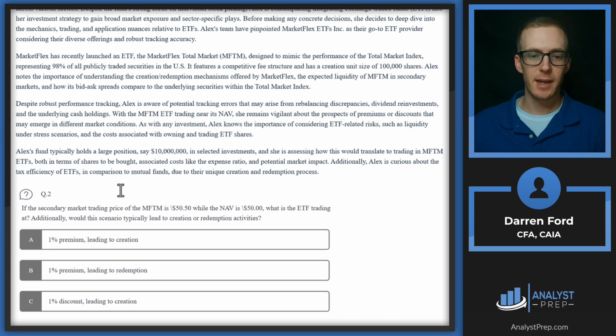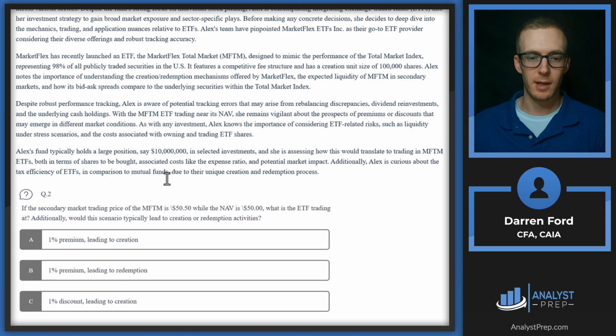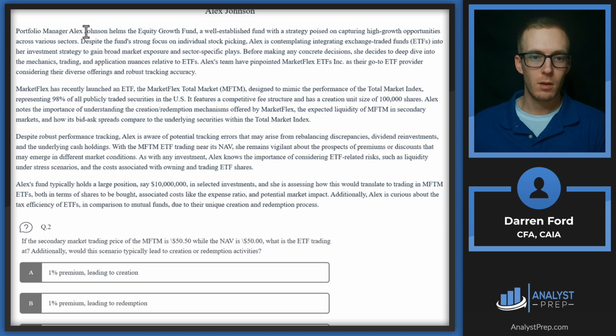Question 2. If the secondary market trading price of MFTM is 50.5 while NAV is 50, what is the ETF trading at? Additionally, would this scenario typically lead to creation or redemption activities? So let's start reading a little bit just to get more information on this ETF. I think, like last question, we might not need any more information, but let's start reading.